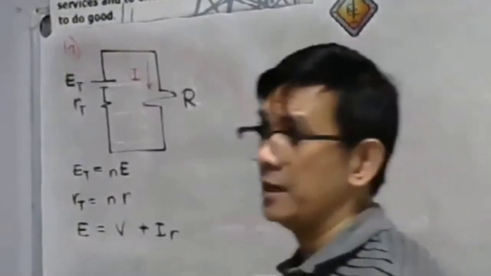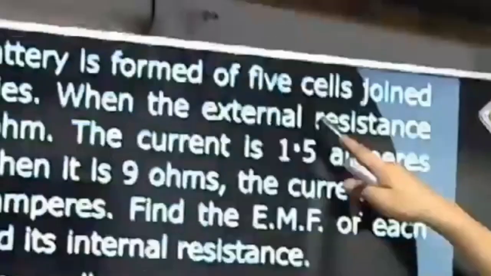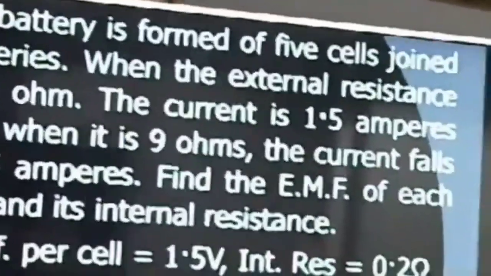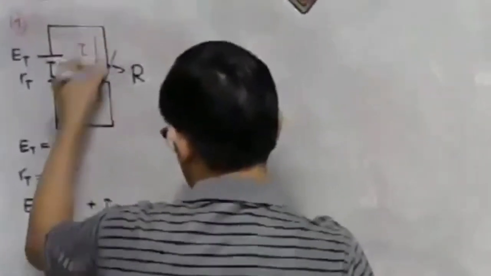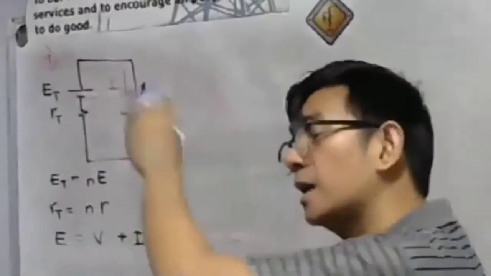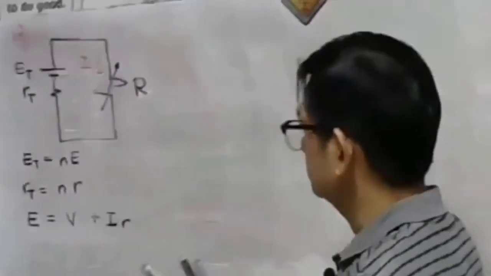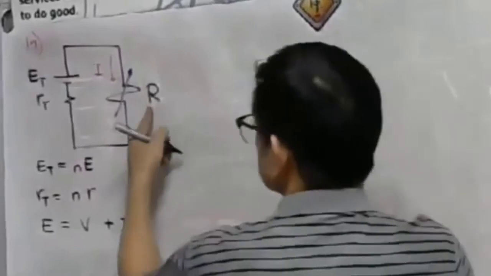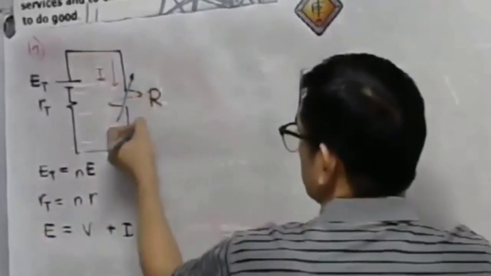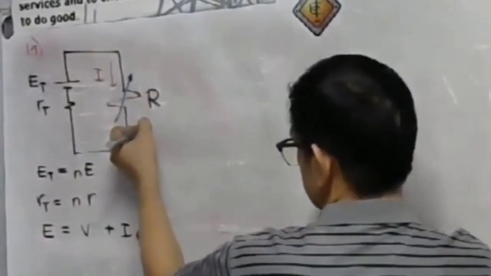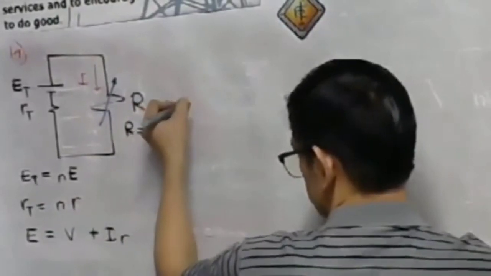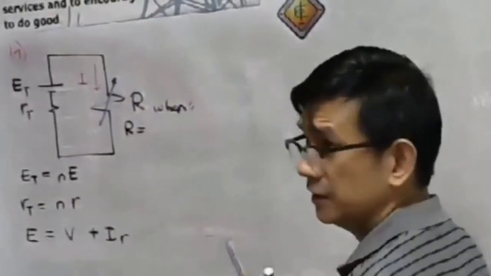Okay, let us read again the problem. A battery is formed of 5 cells joined in series. When the external resistance, actually we have a variable resistance here. Let's say this is a rheostat. Okay, you may vary the value of resistance. There is a condition here. When the external resistance, if you adjust, when the external resistance is 4 ohms.